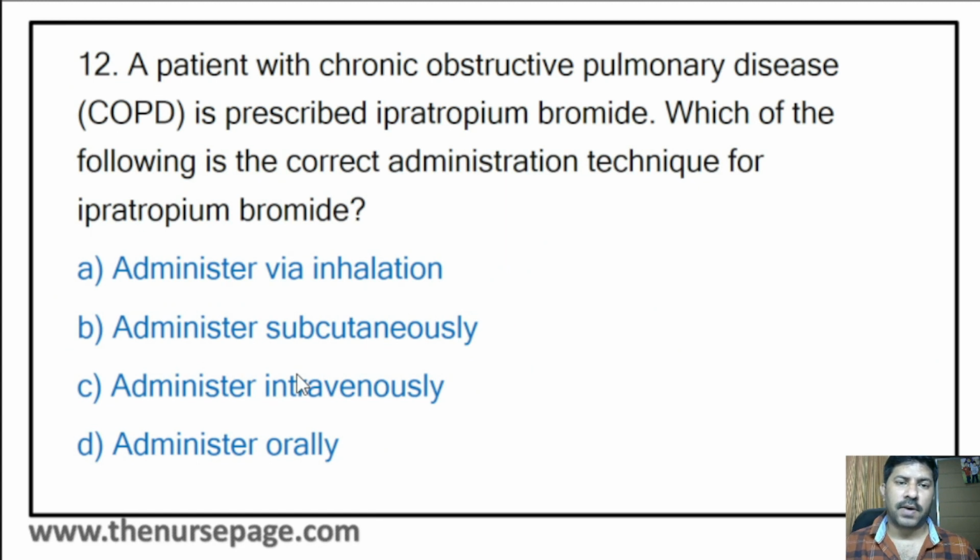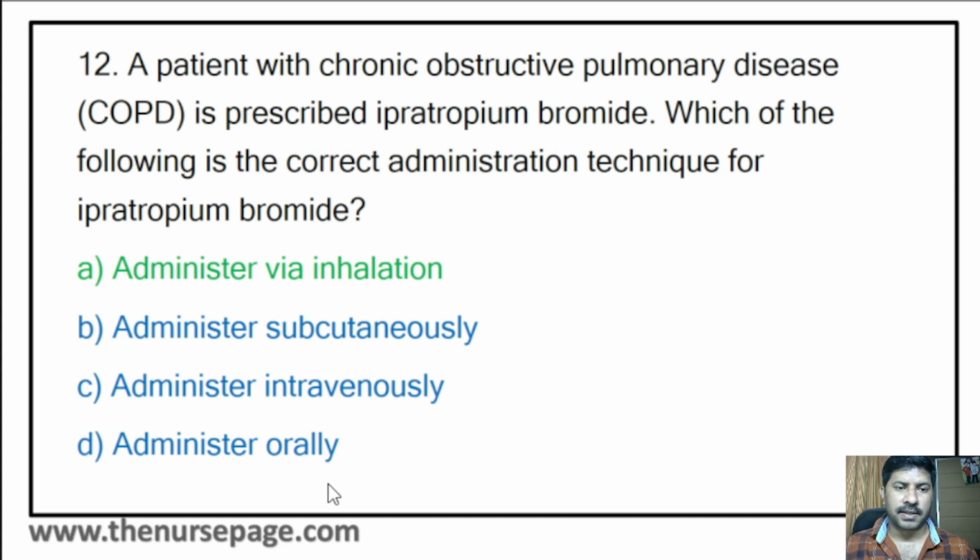A patient with chronic obstructive pulmonary disease or COPD is prescribed ipratropium, that is ipratropium bromide. Which of the following is the correct administration technique for ipratropium bromide? The common trade name is Ipravent. Administer via inhalation, administer subcutaneously, administer intravenously, administer orally. Correct answer here, administer via inhalation.